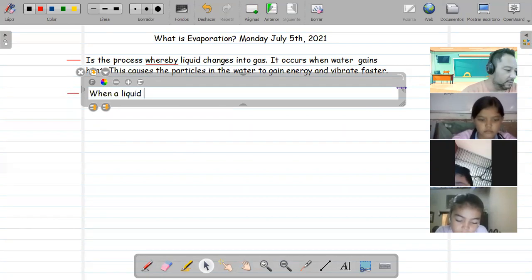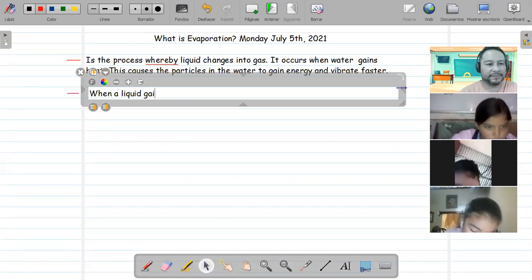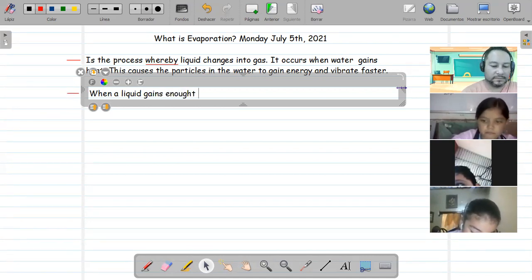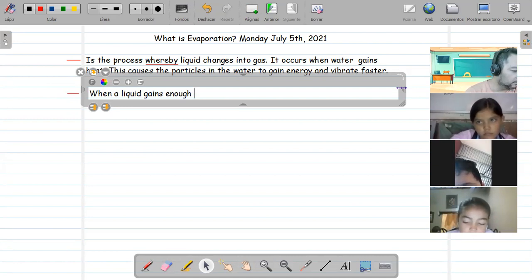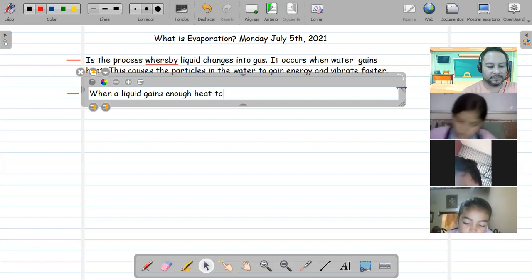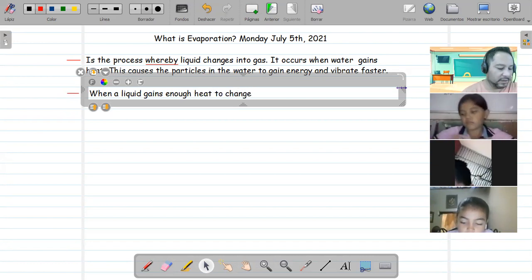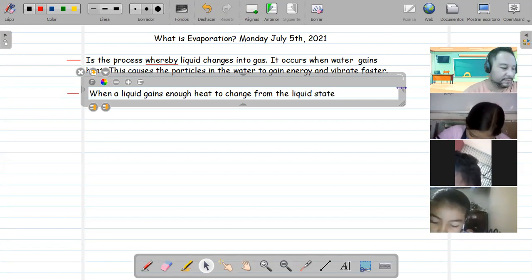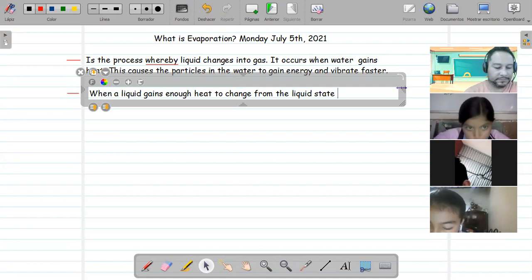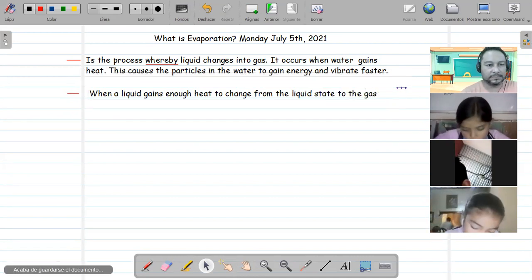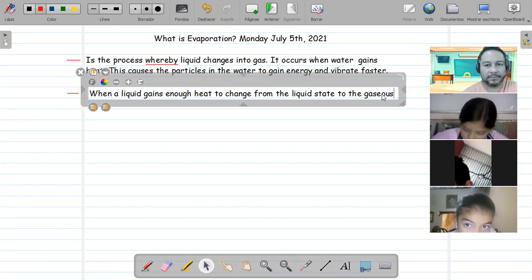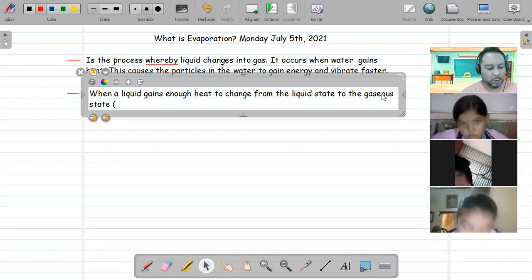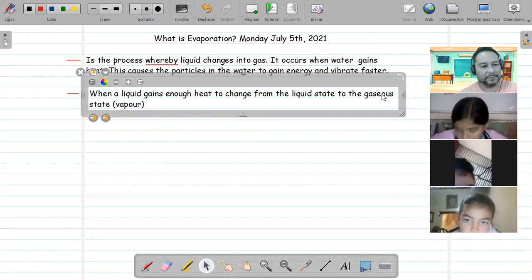When a liquid gains enough heat to change from the liquid state to the gaseous state, in other words, we call it vapor. Okay, vapor.